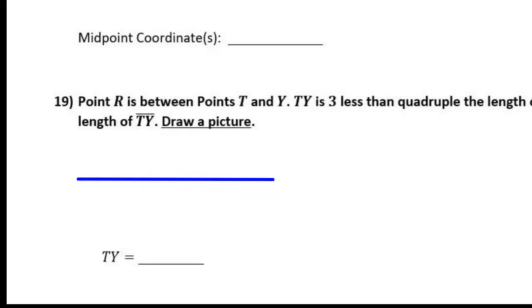Did it say anything about pieces being congruent? Did it say anything about midpoints? It said, nope, not on this problem. What are the names of the ends of my line segment? T and Y. Somewhere in between T and Y, we have a point R. This is not at the halfway point because it didn't say anything about congruent and it didn't say anything about midpoints.